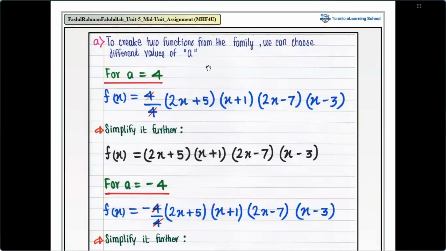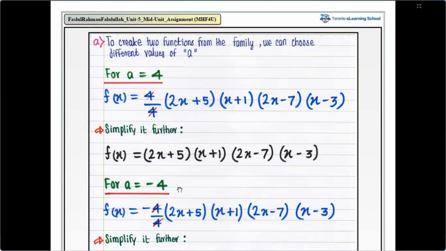To create two functions from the family, we can choose different values of a. For a equal 4, fx equal 4 divided by 4, 2x plus 5, x plus 1, 2x minus 7, x minus 3. We must simplify it further. Fx equal 2x plus 5, x plus 1, 2x minus 7, x minus 3.